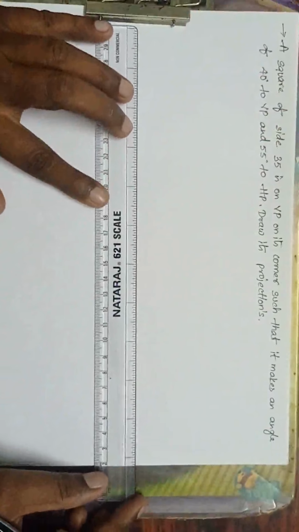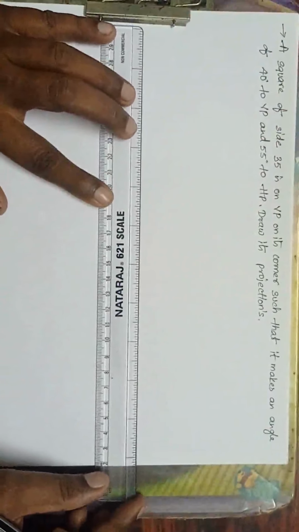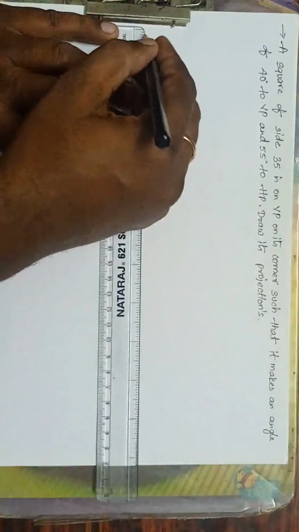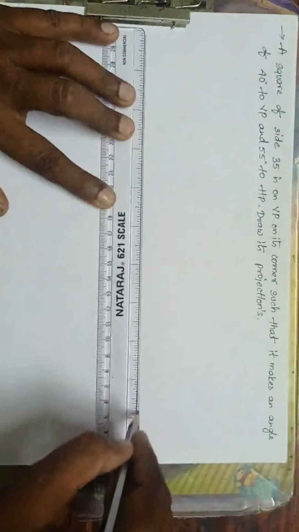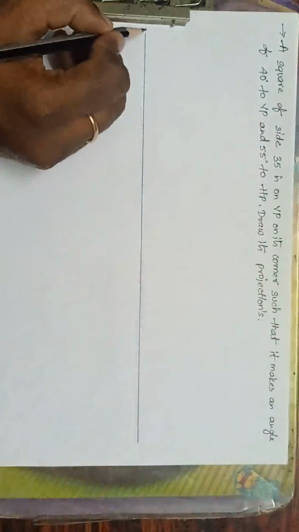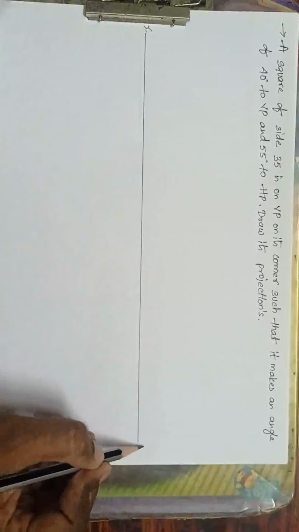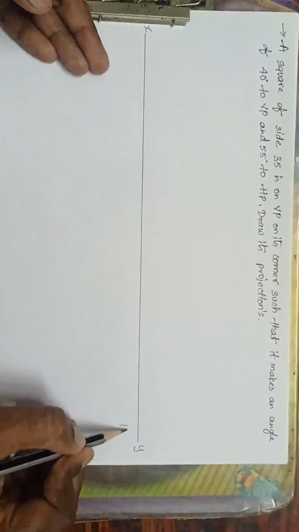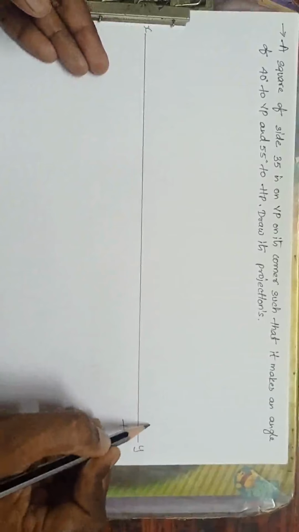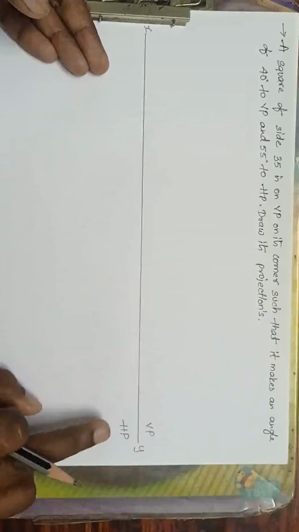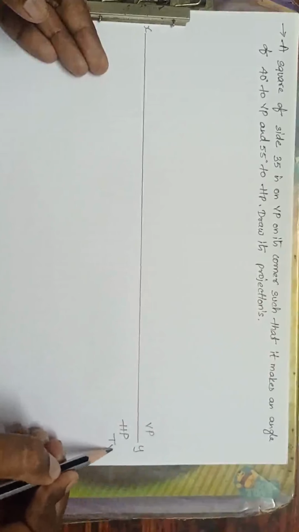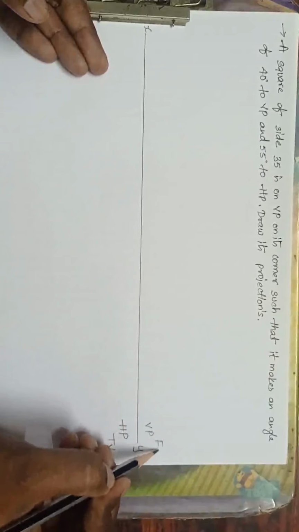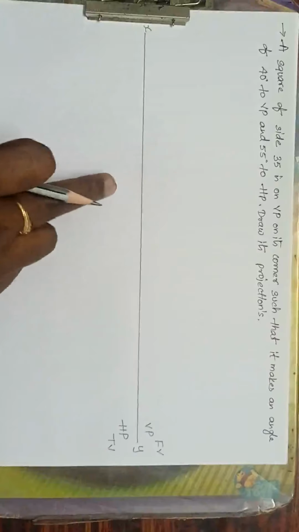Draw the reference line, which is XY. This is X and this is Y. Mention HP and VP because this is first angle projection. Below HP and above VP. HP is always top view and VP is always front view. Done. He has not given any gaps in front of VP or above HP.